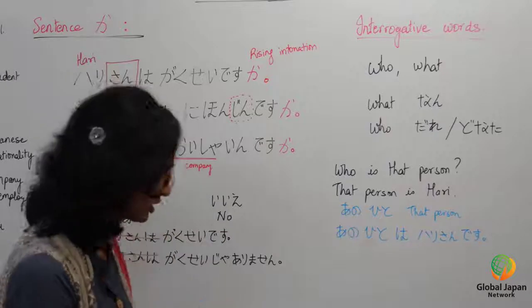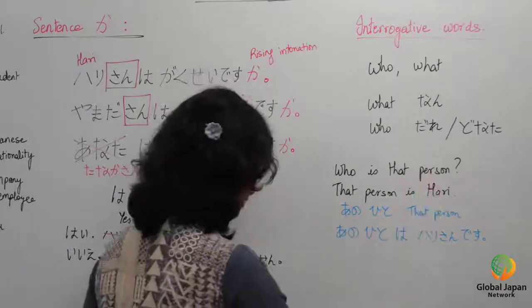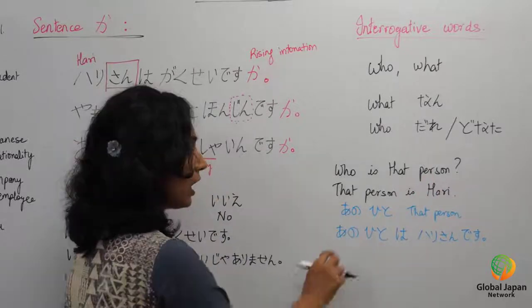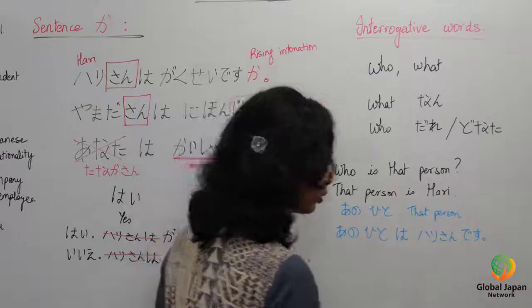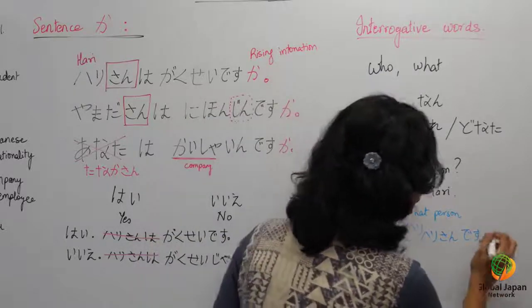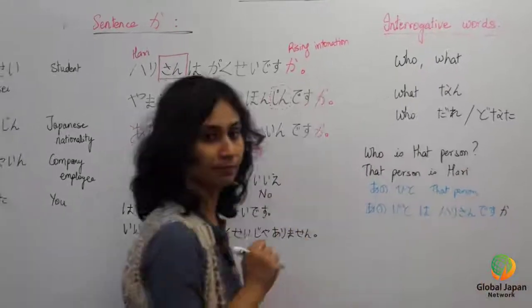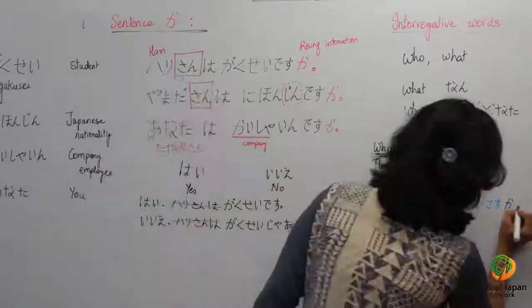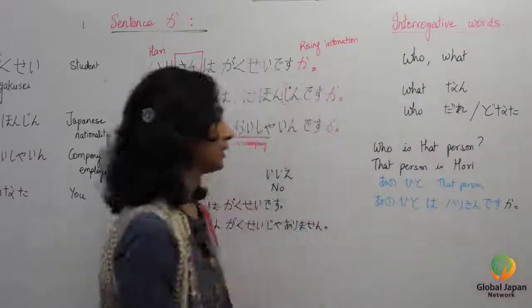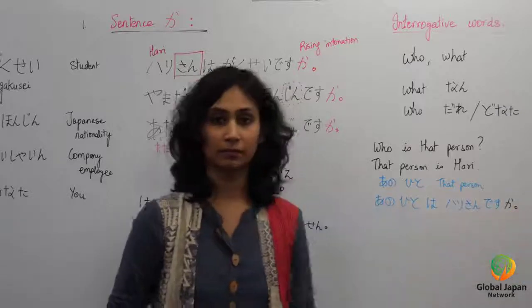Now, let's make this into a question. Step by step we'll go. There's no hurry to get the question right in the first single attempt. We are just learning here. Ano hito wa Hari-san desu. To make it into a question, first thing we do is add the question particle ka. And you need not put a question mark. You can just end it with the maru. Ano hito wa Hari-san desu ka.